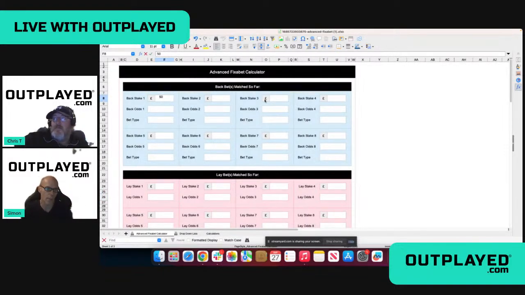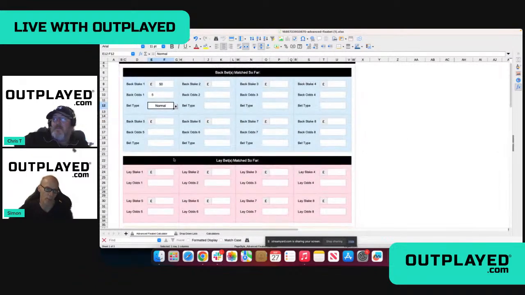Let's say you've got a £50 back bet, odds of 5, and bet type is just a normal bet. It's got free bet mode as well. Now, it looks really complicated. You can have up to 8 different back bets here. The reason being, it just leaves it open to the possibility of more options.